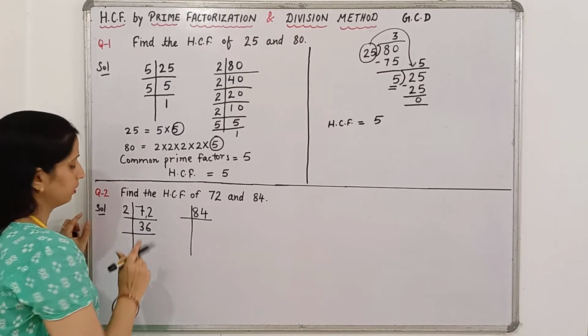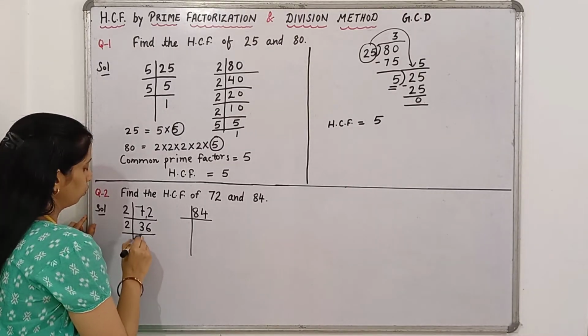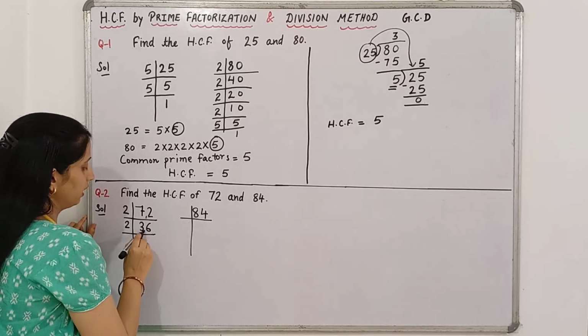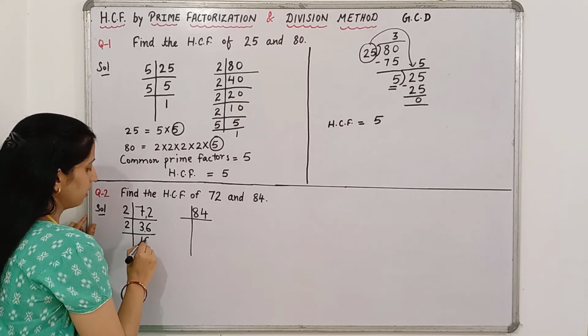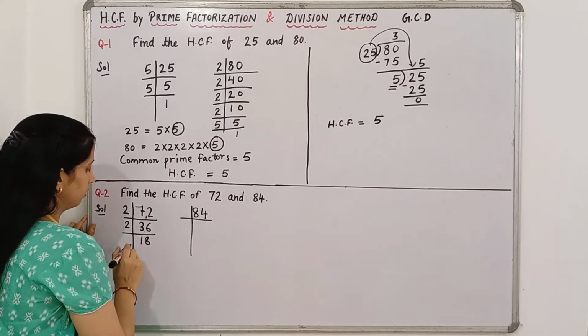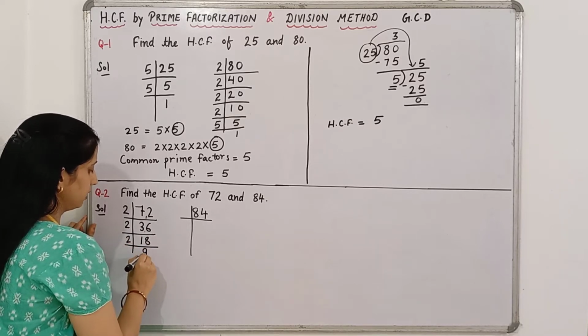12. Now again by 2. 2 1s are 2, 1 will left. Okay, 2 8s are 16. Now it's very simple. 2 9s are 18.